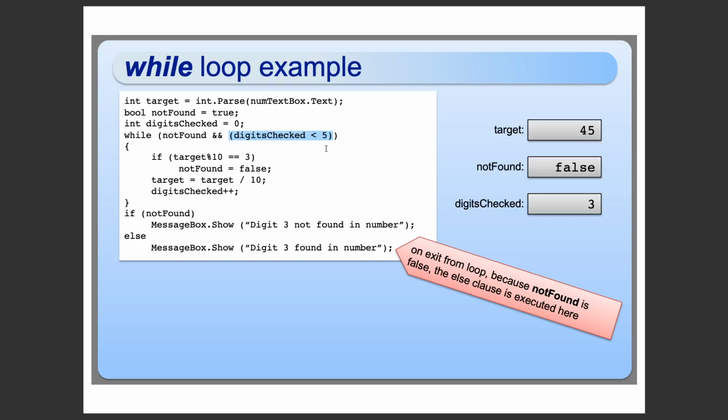It's going to do the iteration where digits checked is 0, the iteration where digits checked is 1, when it's 2, when it's 3, and when it's 4. When it's 5, then that expression becomes false, so the while loop doesn't happen again. So the maximum number of times this loop can execute is 5.